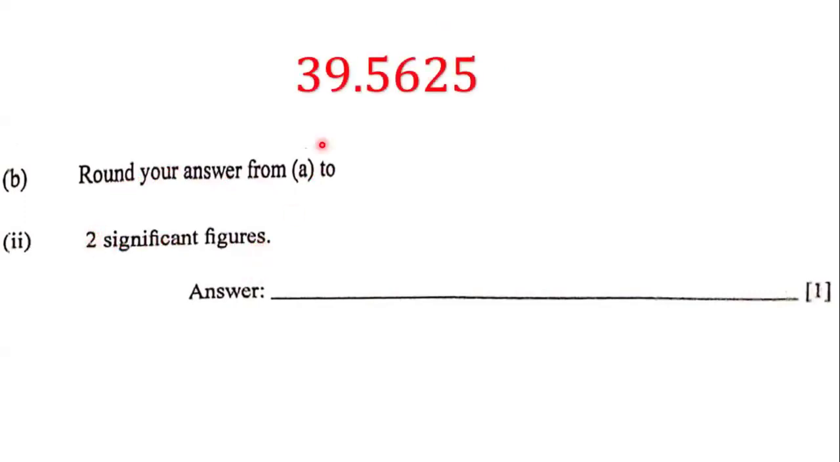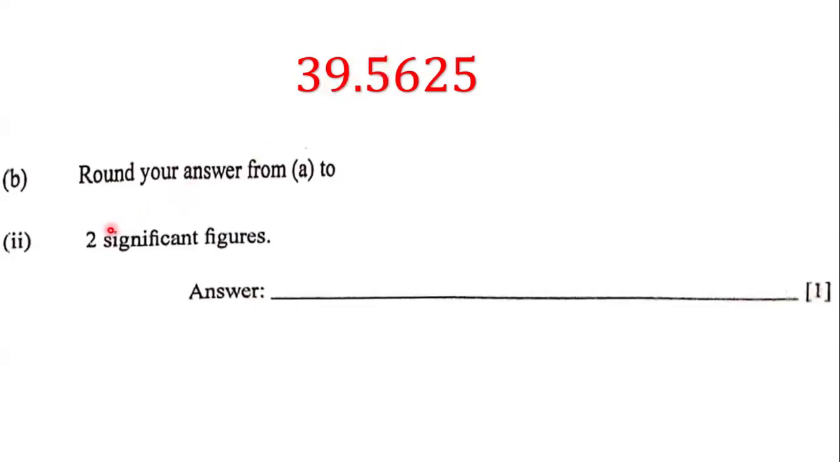Next, the question states, round your answer from A to 2 significant figures. Now, here we have 39.5625. That is the answer that we got from part A. And they asked us to round this number correct to 2 significant figures. And so the first significant figure here is 3. The second significant figure here is 9. The third significant figure here is 5.